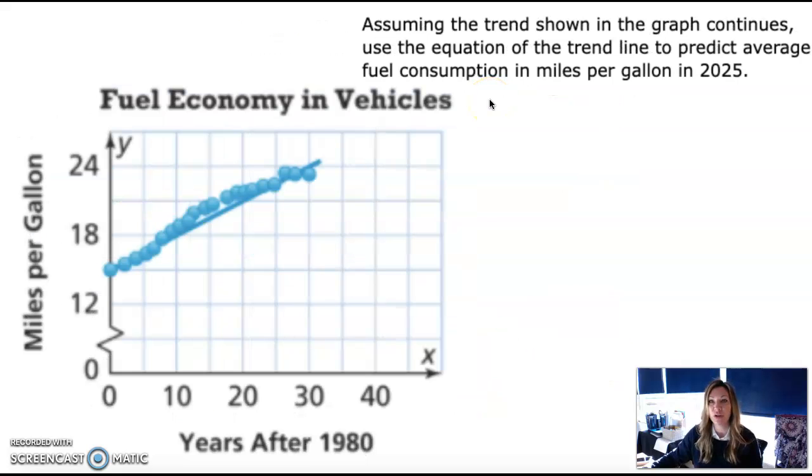Now, assuming that the trend shown in the graph continues, use the equation of the trend line to predict average fuel consumption in miles per gallon in 2025. Do this. Write an equation for your line, and then use that to substitute back into the equation and predict for the year 2025. This example is on your own.